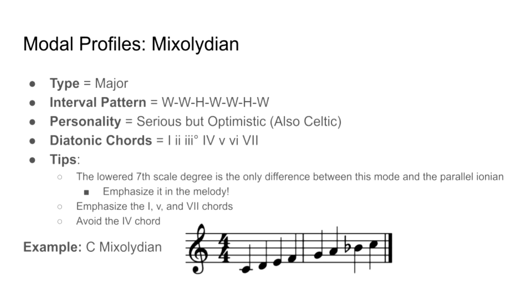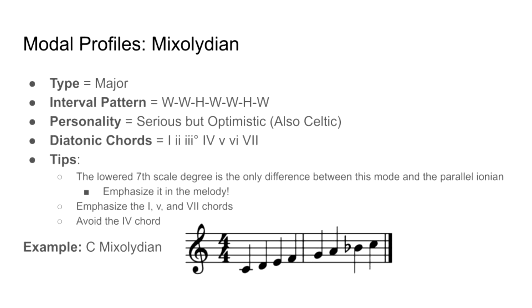The emotional personality of this mode is serious but optimistic. It's often used in Celtic music. The diatonic chords are the major 1st, minor 2nd, diminished 3rd, major 4th, minor 5th, minor 6th, and major 7th.